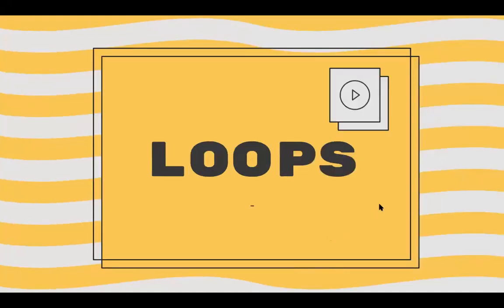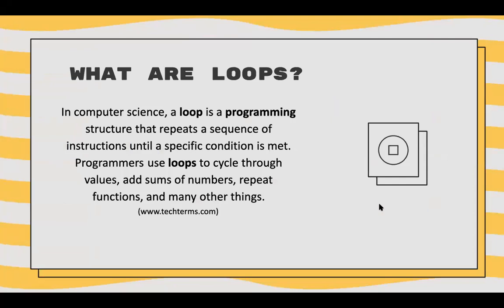So, what are loops? As defined by techterms.com, in computer science, a loop is a programming structure that repeats a sequence of instructions until a specific condition is met. Programmers use loops to cycle through values, add sums of numbers, repeat functions, and many other things.